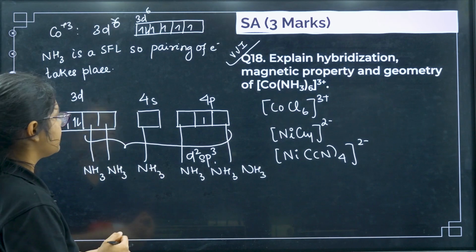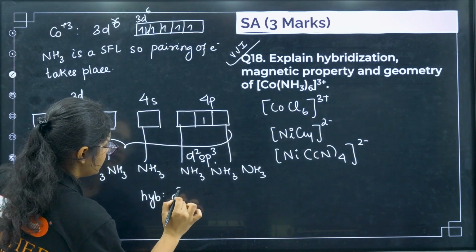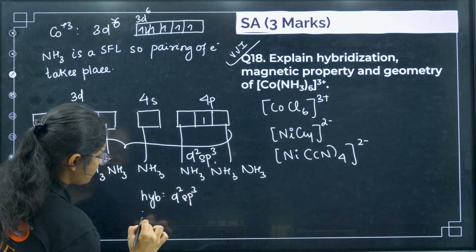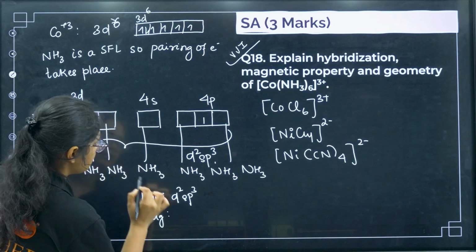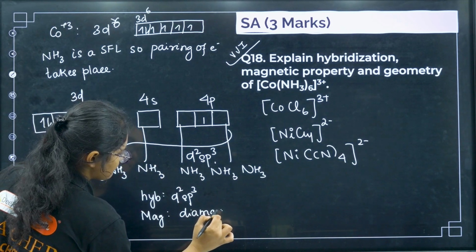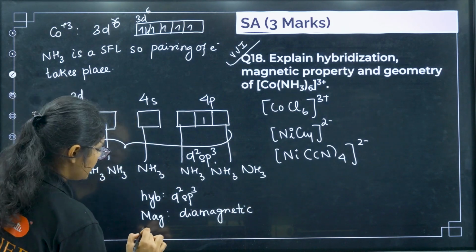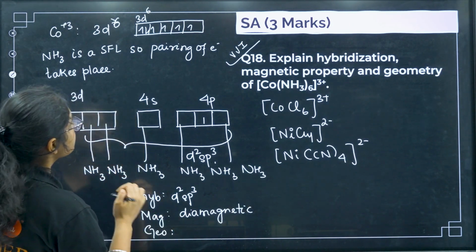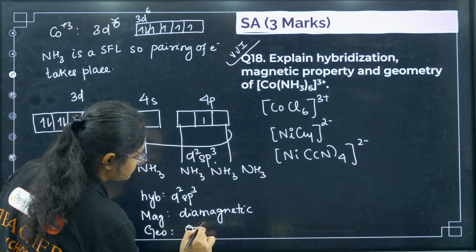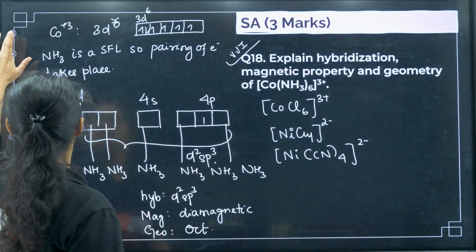Now what is the hybridization? You can see the hybridization is D2sp3. Next we have magnetic property. There is no unpaired electron, so it is diamagnetic. Next we have geometry. You can see coordination number 6 is there, so it will give you octahedral. Similarly, you have to practice the other 3 compounds as well.